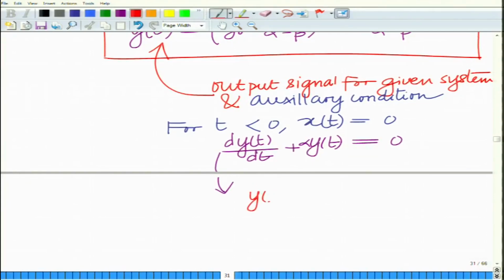So this implies y(t) equals some s e power minus alpha t. Substituting this into the differential equation, we have minus alpha s e power minus alpha t. Now what satisfies this, we already know, is the homogeneous solution.